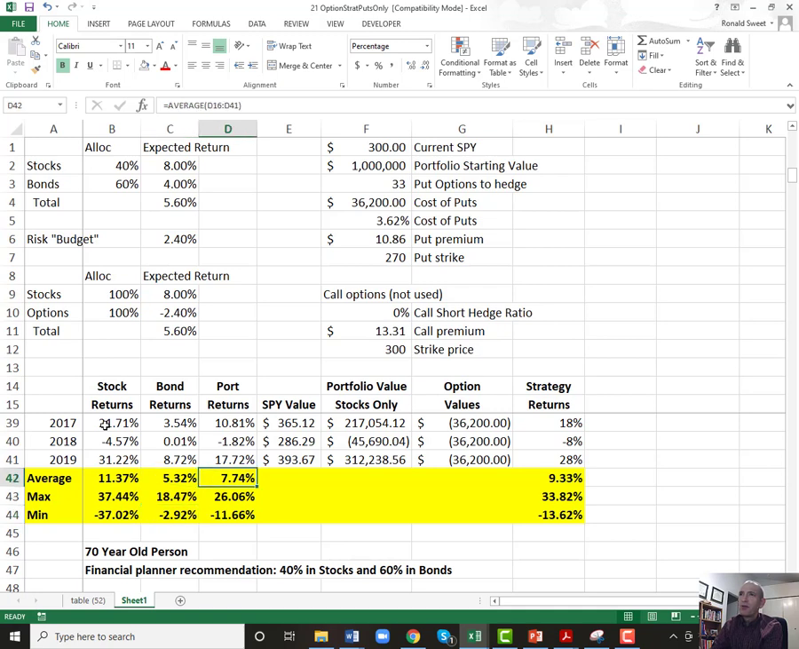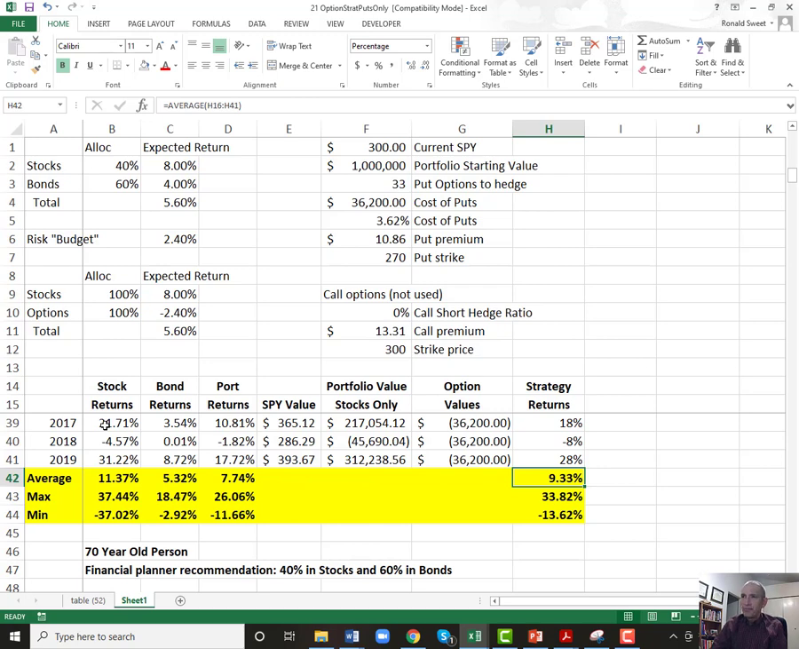But your 40-60 portfolio had a return of 7.74%, which is essentially just 40% of your stocks and 60% of your bonds. Your best year was 26.06. That's not going to be 40 and 60% of that, unless those just happen to be the same year. And your worst year is 11.66. Again, you don't expect these two to have their worst year at the same time. So there you have a 7.74% return. That's not bad.